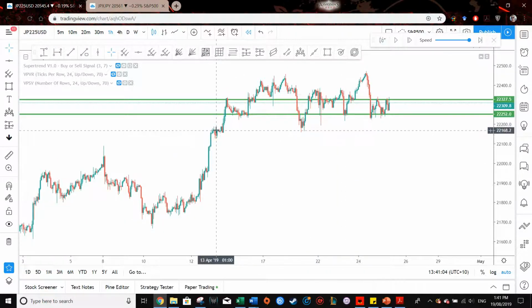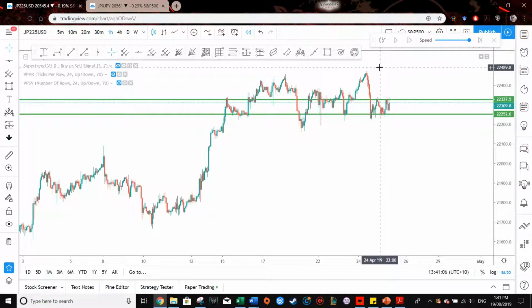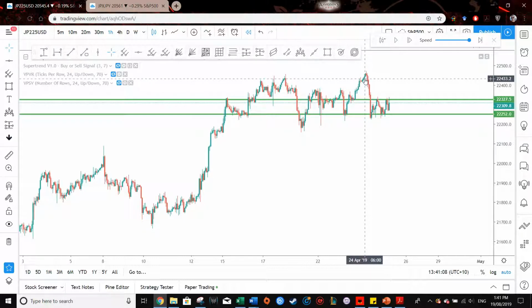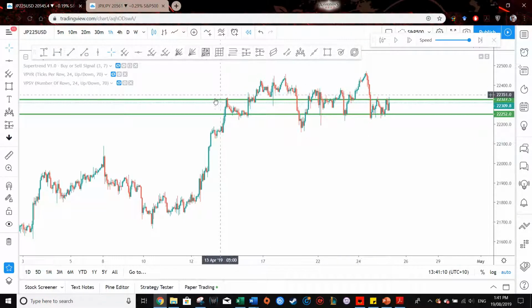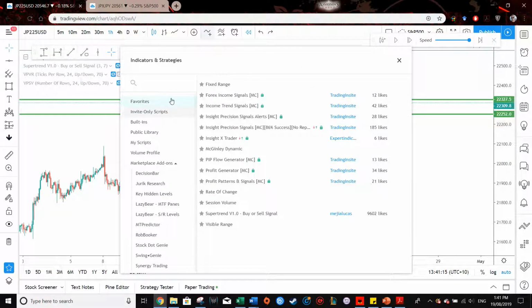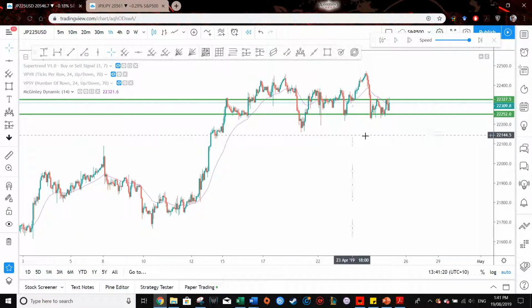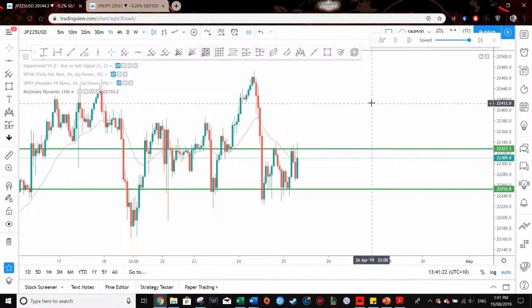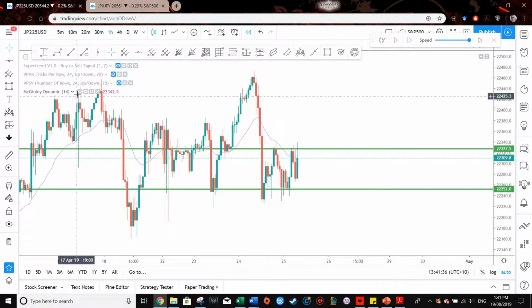Now, can anyone tell me what I might want to put on that would help me identify what direction this asset's going to move? Anyone? Starts with an M, McKinley's Dynamic. Why am I throwing on a McKinley's Dynamic specifically? McKinley's Dynamic takes into consideration the velocity of an asset. Why would I want to know that? Because I want to see if there is enough energy, in quotation marks, in the asset for it to be a proper buy opportunity.